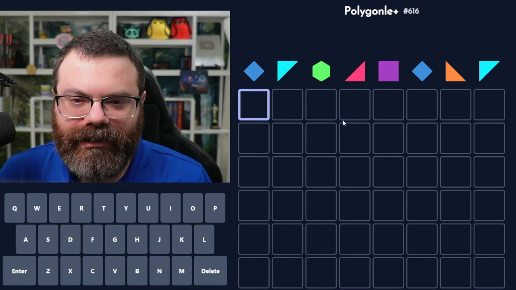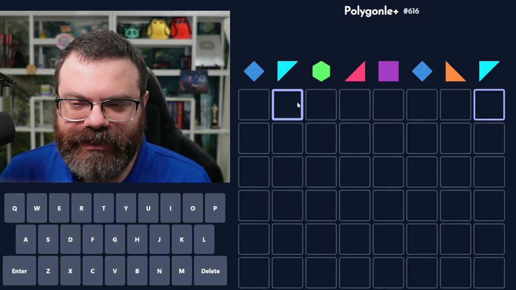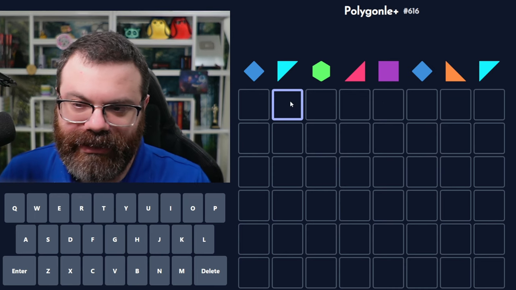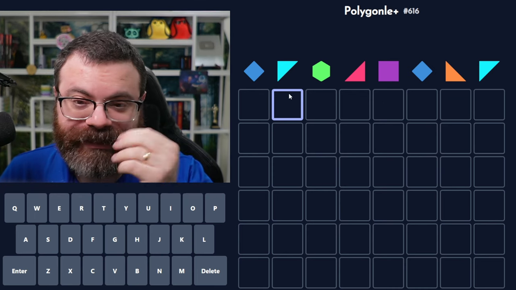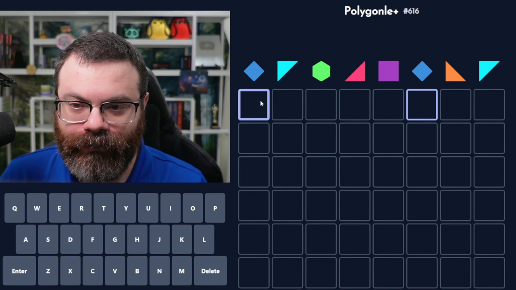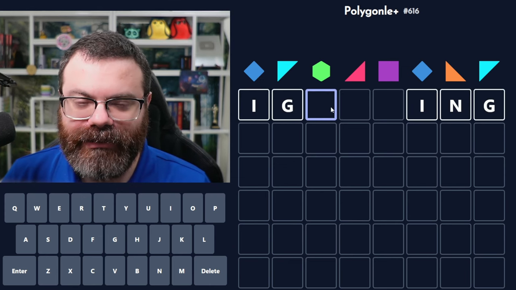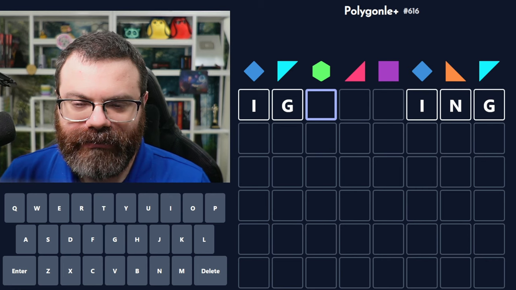All right, let's do polygonal. It's an eight-letter word today. This repeats, and there should be one more. Yeah, this repeats and this repeats. And otherwise, we have unique letters. So six unique letters total. If I did ing, what's that look like? It starts with ig. I'm not a huge fan of that. We could do ignoring, though.